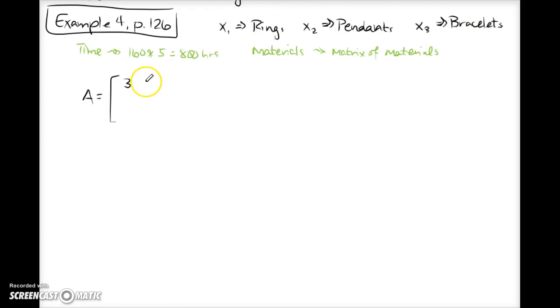So I have 3, 6, 8, 1, 2, 3, and then 2, 3, 2. Okay, so this is my production matrix. This is telling me what's required in order for me to make a ring, a pendant, and a bracelet in terms of number of grams of gold, number of grams of enameling compound, and hours of labor. Now, keeping this in mind, I know that I have A, which means I need to figure out what my X matrix is. And that X matrix should just simply be those 3 variables, just like that.